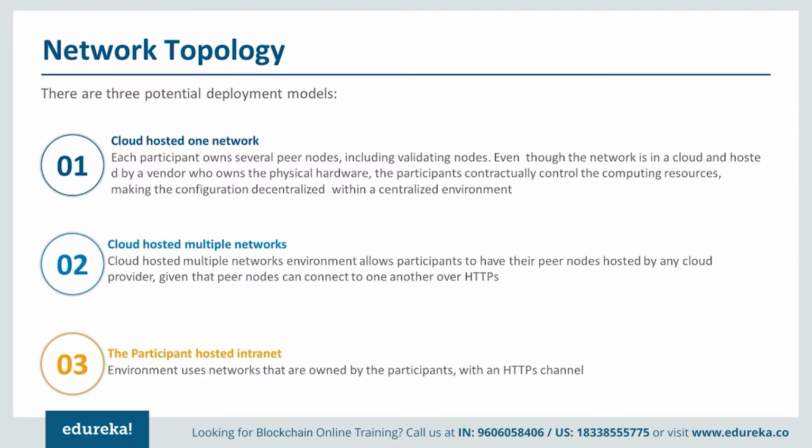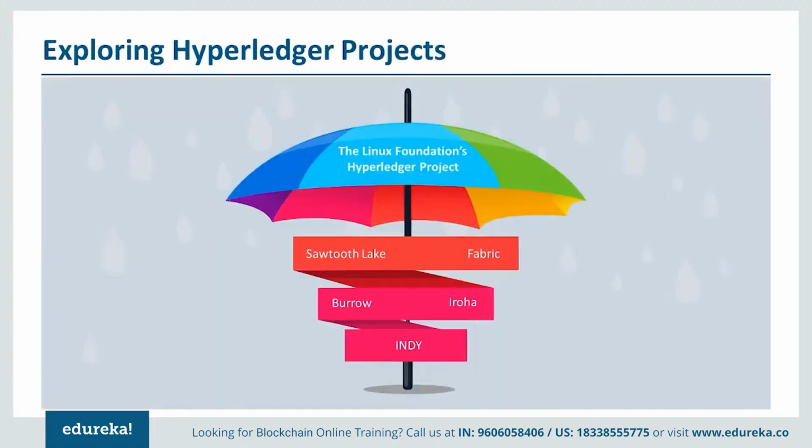So multiple networks hosted on cloud generally connect through blockchain, and the participant-hosted intranet or a singular network, or your default infrastructure that is available in your organization, can also be used to deploy the network. So it can be on cloud, it can be on any kind of hardware, it can be on multi-cloud as well. So Iroha, as I mentioned, is most suitable for mobile and web-based development.